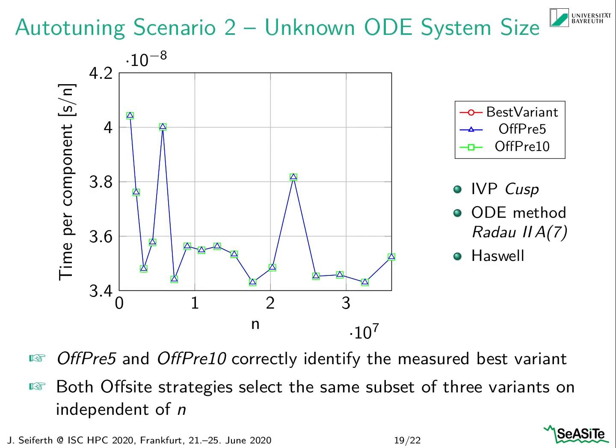Both Offsite strategies select the same subset of 3 variants independent of n. The corresponding plots for off-pre5 and off-pre10 show the runtime of the best of these 3 variants. The red plot shows the runtime of the actual best measured variant of all 56 variants. We can observe that all plots overlap, meaning that off-pre5 and off-pre10 always correctly identified the measured best variant.